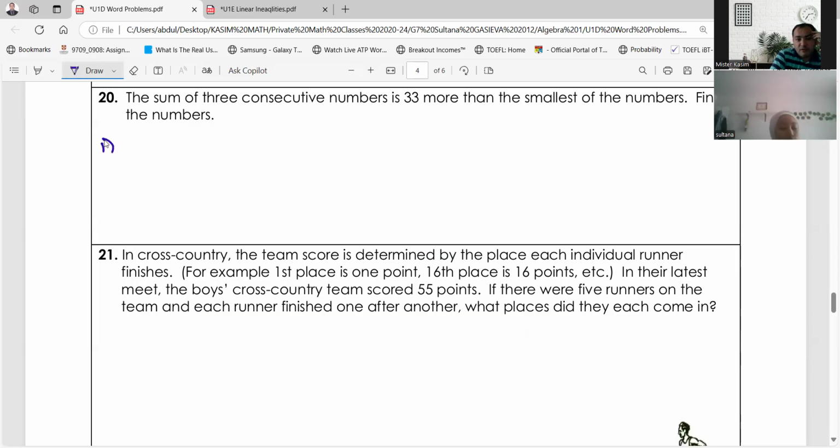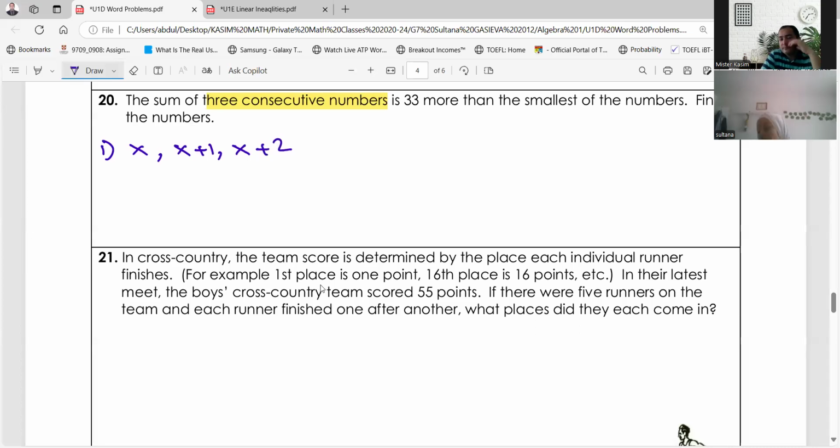The first step, what you have to write here, is we are talking about three consecutive numbers, right? In the first step in solving our problems, Sultana, we need to define our variables. So what are the variables? If the first number is n, or if you want, I can use x this time, x. The next number should be x plus 1, right? And the next number should be x plus 2, right? Can you continue now?